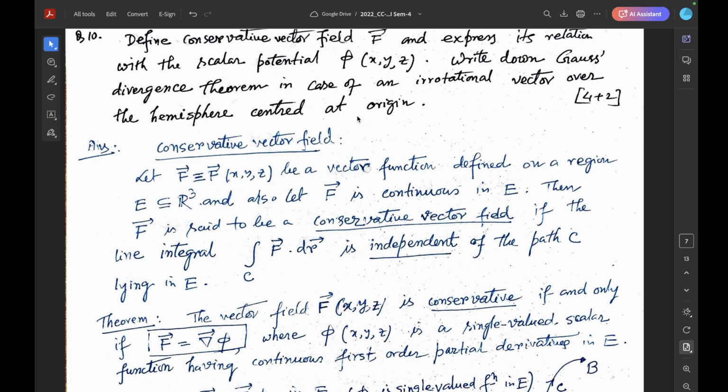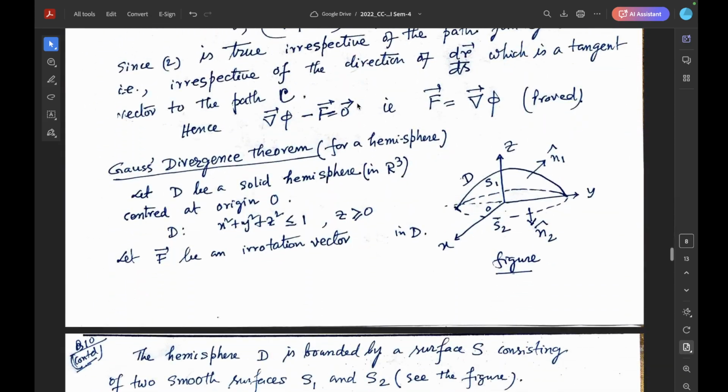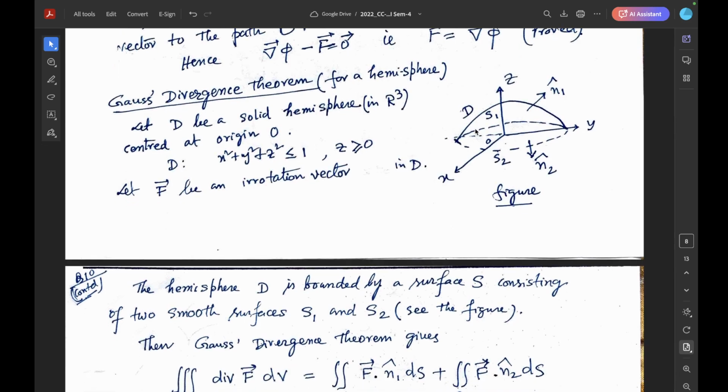Next question, the third part: write down the Gauss divergence theorem in case of an irrotational vector over the hemisphere centered at origin. This is the hemisphere centered at origin. We choose x squared plus y squared plus z squared less than or equal to 1, the unit sphere centered at origin. Then we choose z greater than or equal to 0, which indicates that this is a hemisphere, not a sphere.